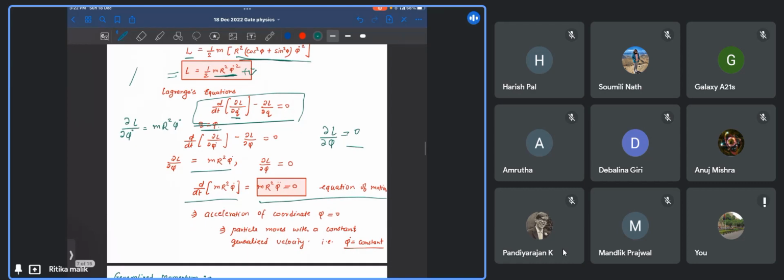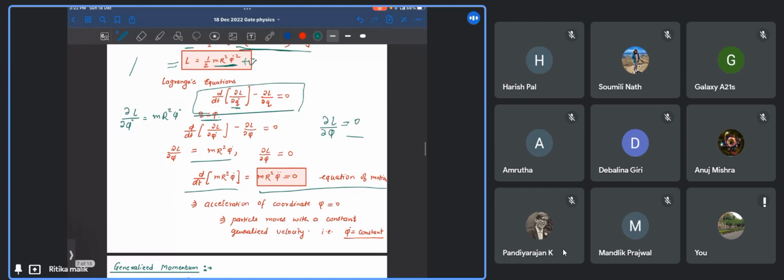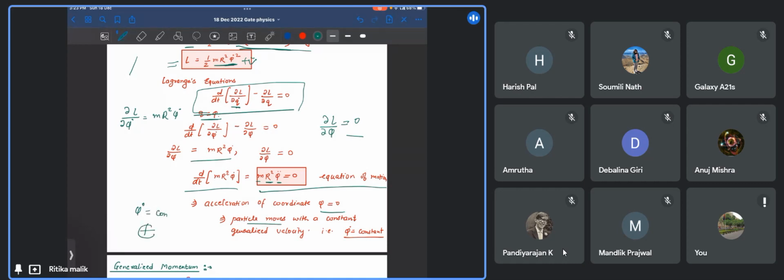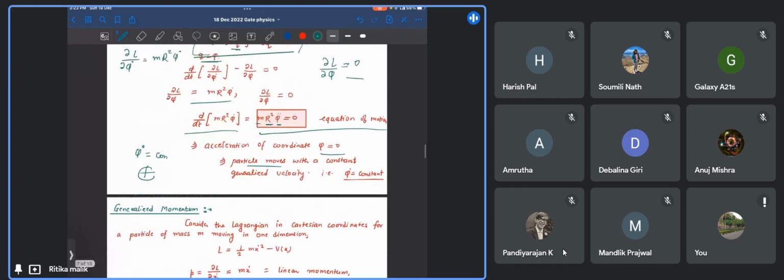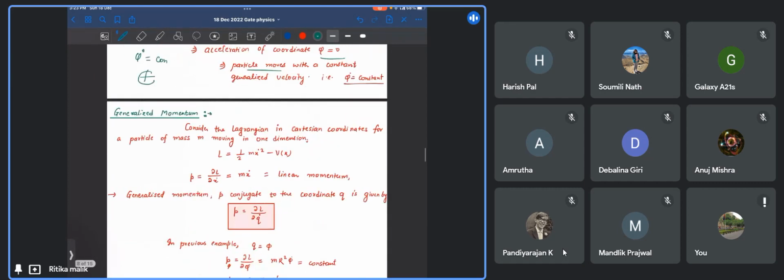So even though you do not know the force initially, you are still able to write the equation of motion. And in that case, m is constant, r is constant, and this is like acceleration in the angular direction. So your angular acceleration is 0. That means your phi dot is constant. So your particle is moving at a constant velocity if it has to be in a circle. So this is how the Lagrangian formalism is important.